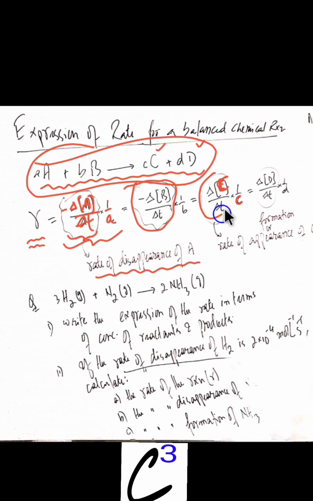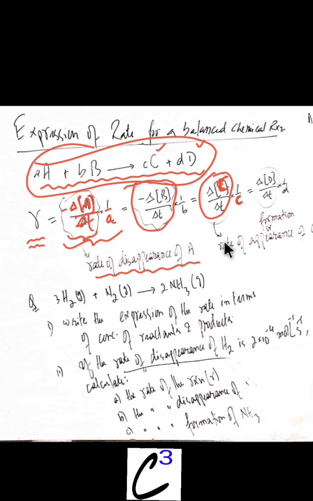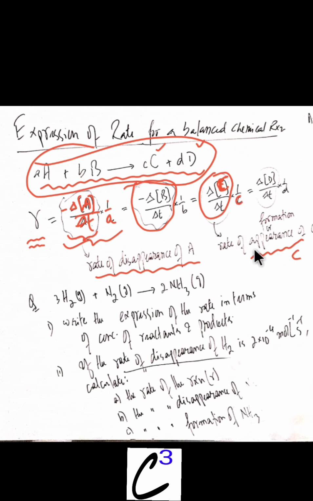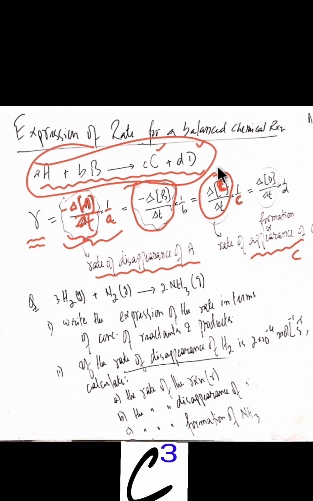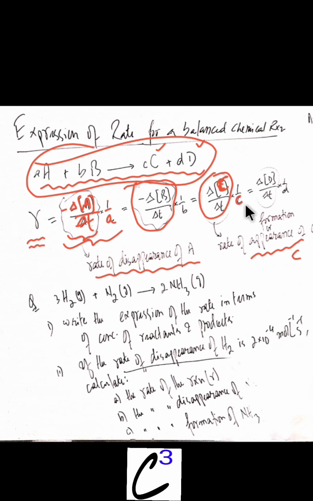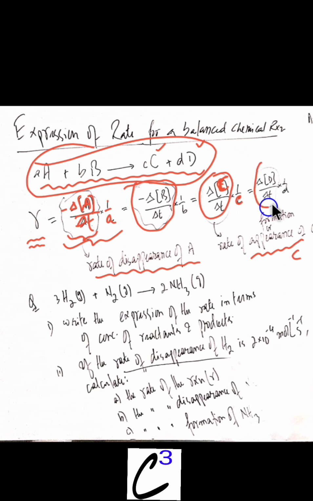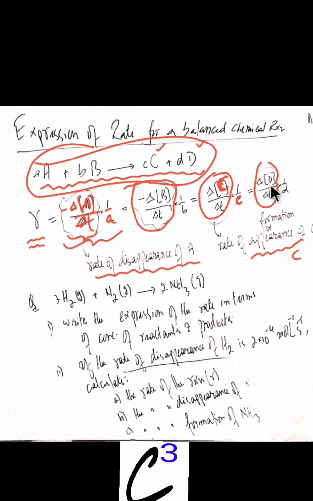This term delta C divided by delta T is also called rate of formation of the product C, and if this rate of formation of C is divided by its stoichiometric coefficient small c, then we will get the rate of the reaction. Similarly, this term is rate of formation of the product D.